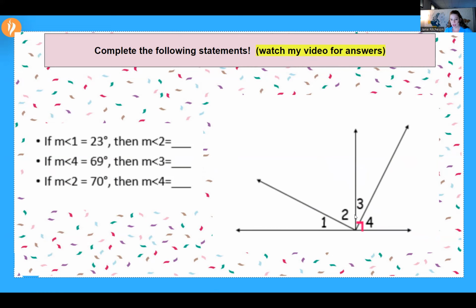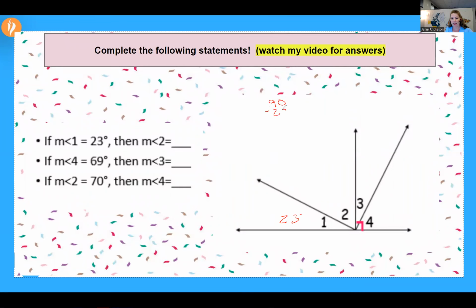All right, so then it says if the measure of angle 1 is 23, then what is the measure of angle 2? Well, this little sign right here tells us that 3 and 4 are complementary. We see this straight line, which means all 4 angles would be supplementary. Since all 4 are supplementary and these are complementary, that means that angles 1 and 2 have to equal 90 degrees. So if angle 1 is 23 degrees, and I subtract 23 from 90, what do I get? 67. Angle 2 is 67 degrees.